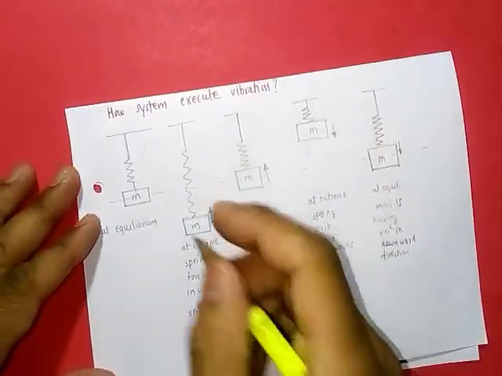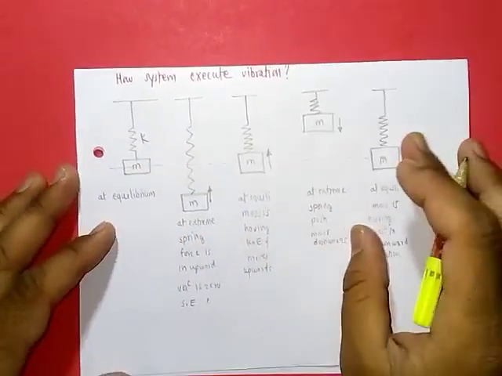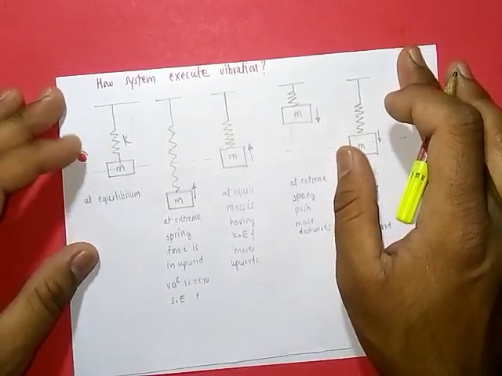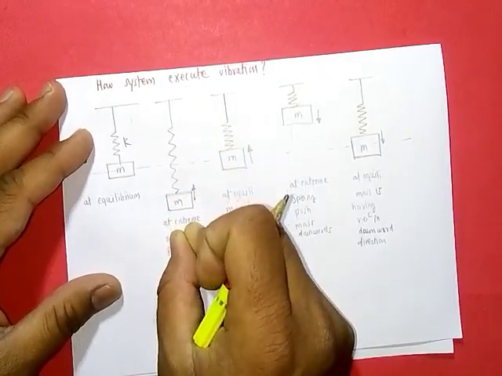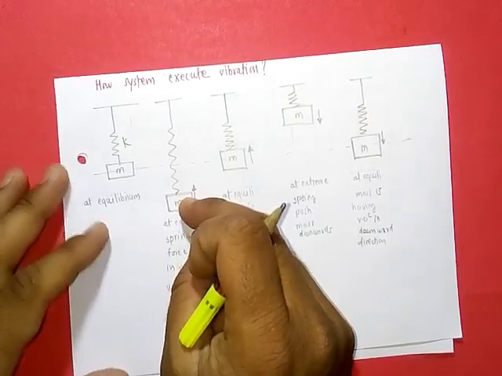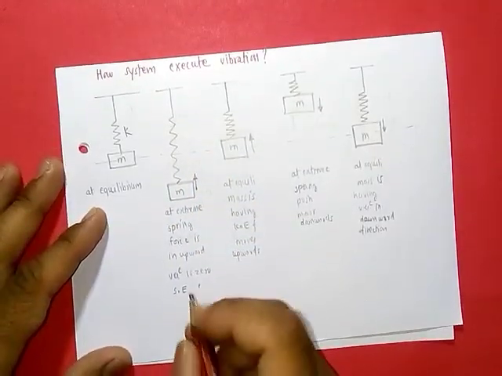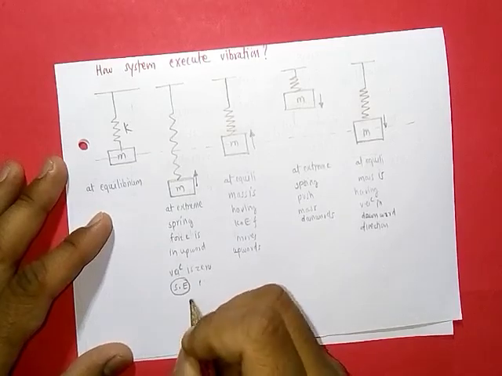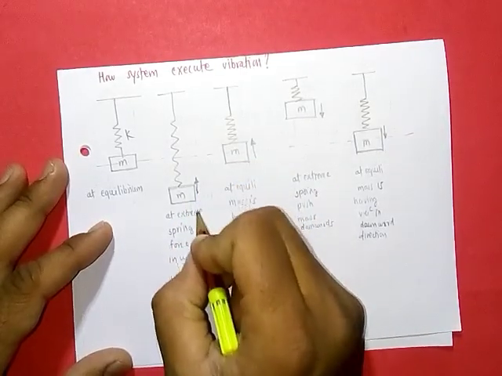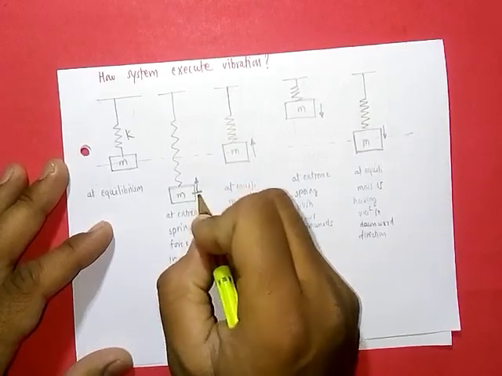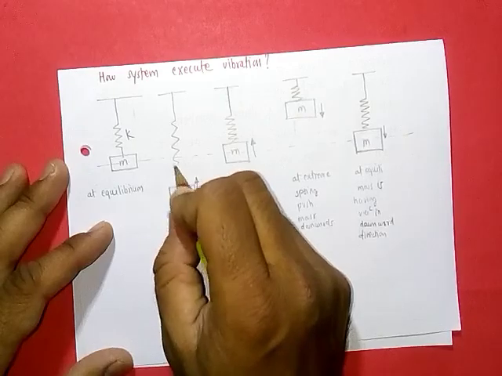Now let's see how a system executes vibration. Consider this diagram, a spring mass system. The spring has stiffness, suppose K, and the block has mass, say M. At the equilibrium position, the system is at rest. Now when we pull this mass by a small amount x, the spring gets deformed and energy is stored in the form of strain energy or potential energy, and the spring force acts in the upward direction, opposite to the deformation. When we hold this mass, it does not have any velocity, and all energy is stored as strain energy in this spring.